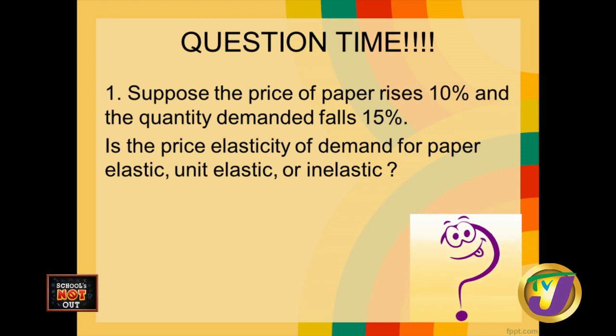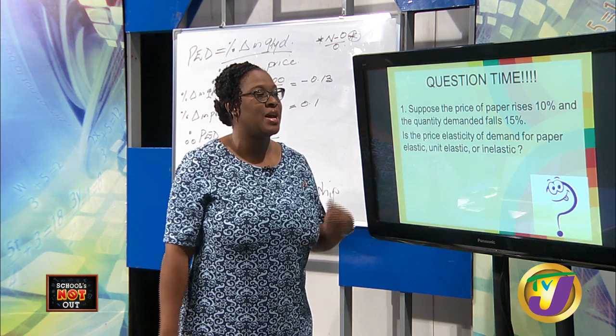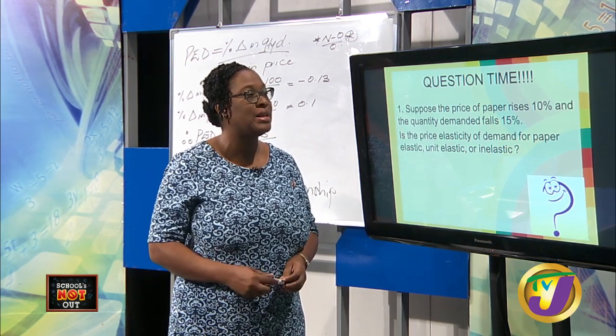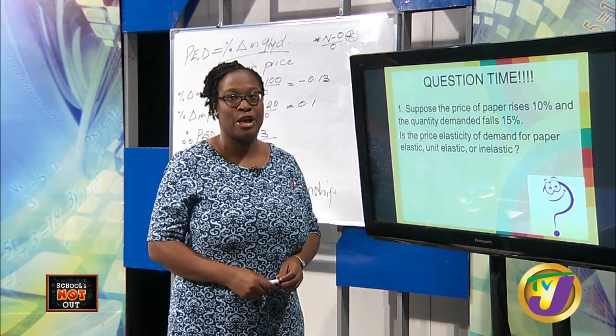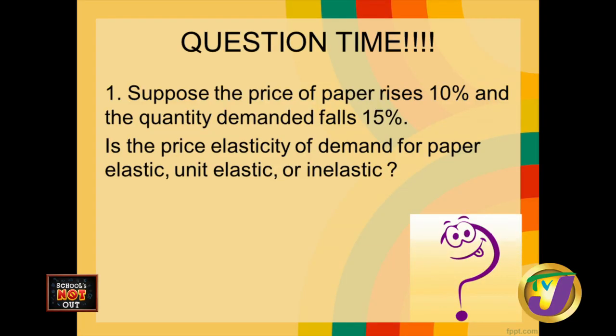Now we want to go into some more questions so that you have practice in calculating your price elasticity of demand. So let's look at this question. It says here, suppose the price of paper rises 10% and the quantity demanded falls 15%. What is the price elasticity of demand for paper? Elastic, unit elastic, or inelastic? I've given you a few seconds to go ahead of me and try to work the answer.